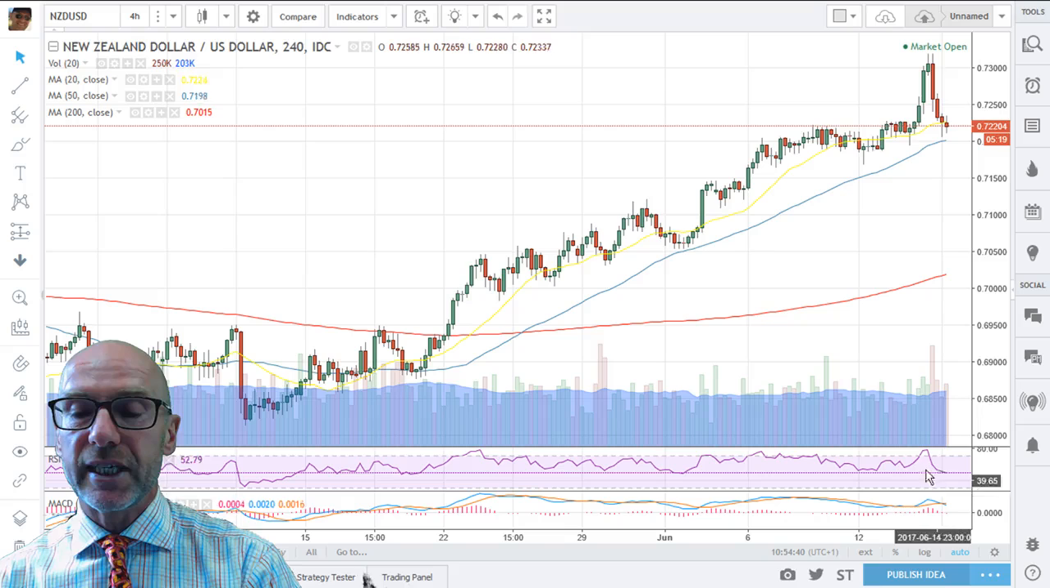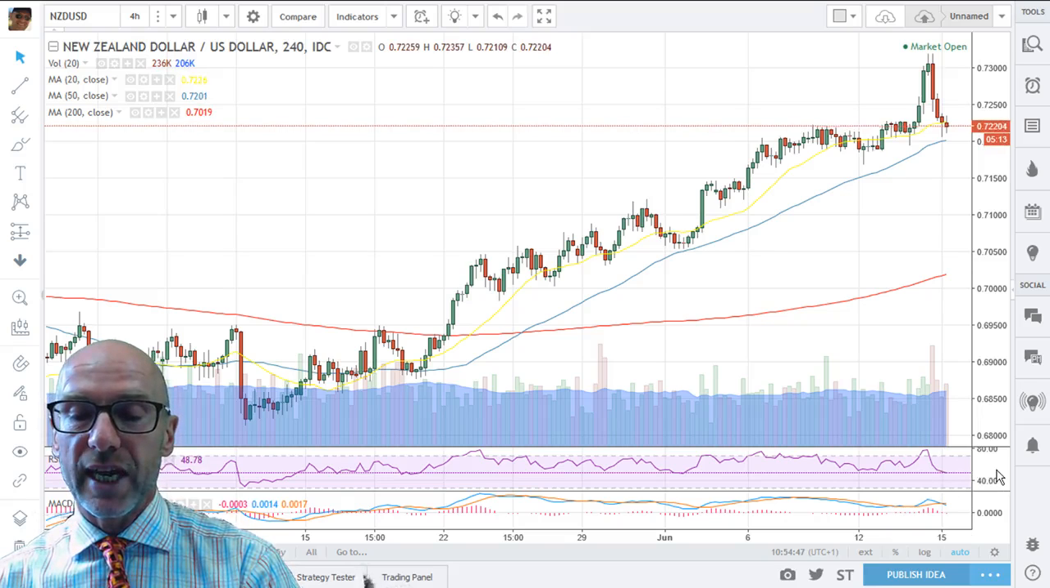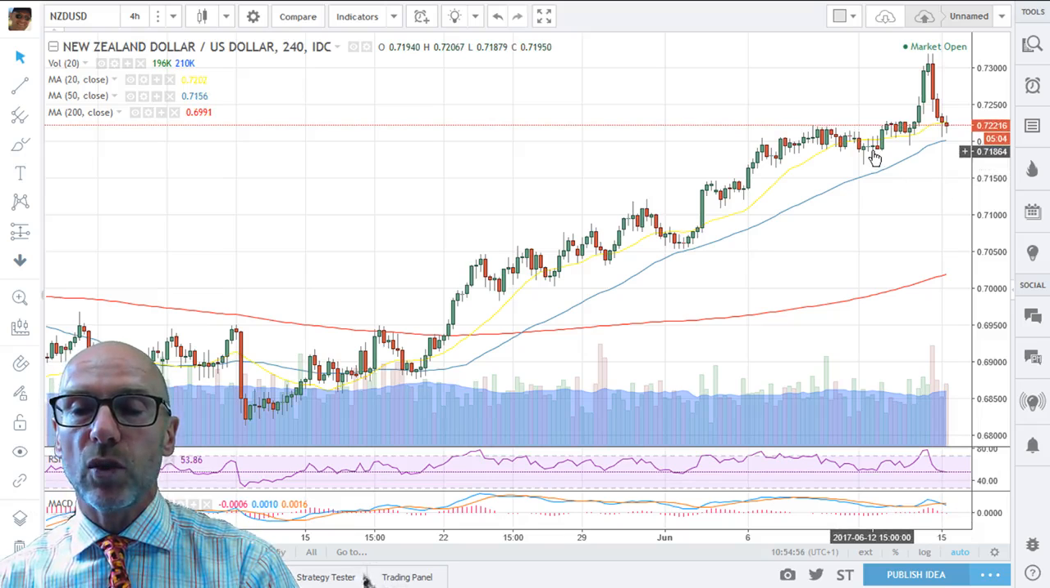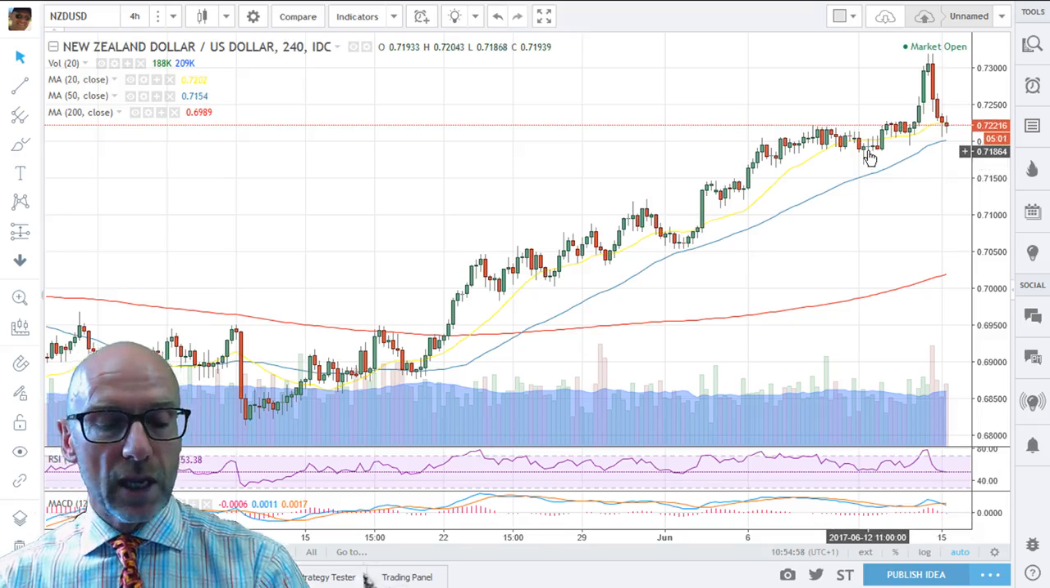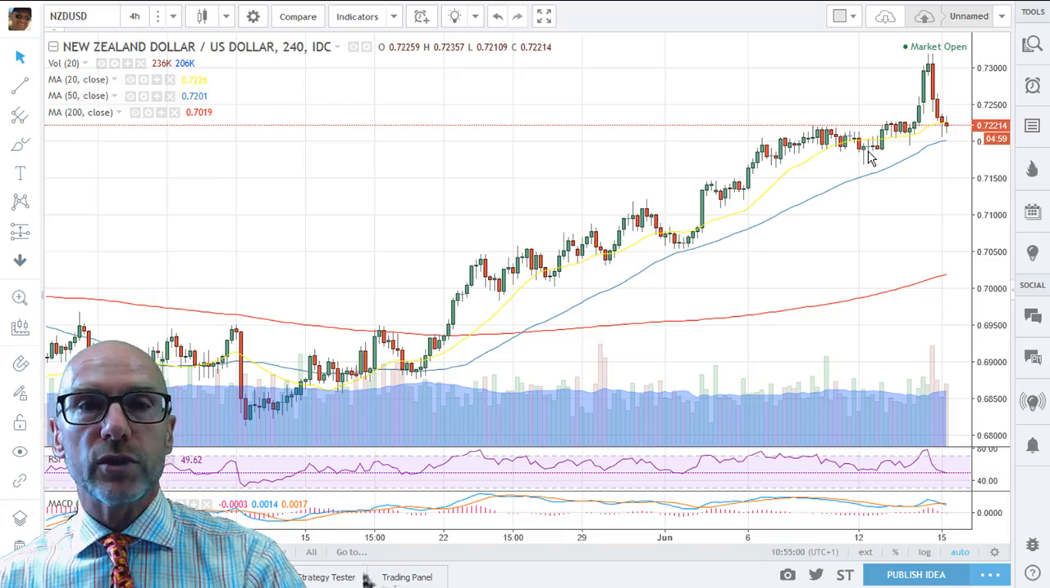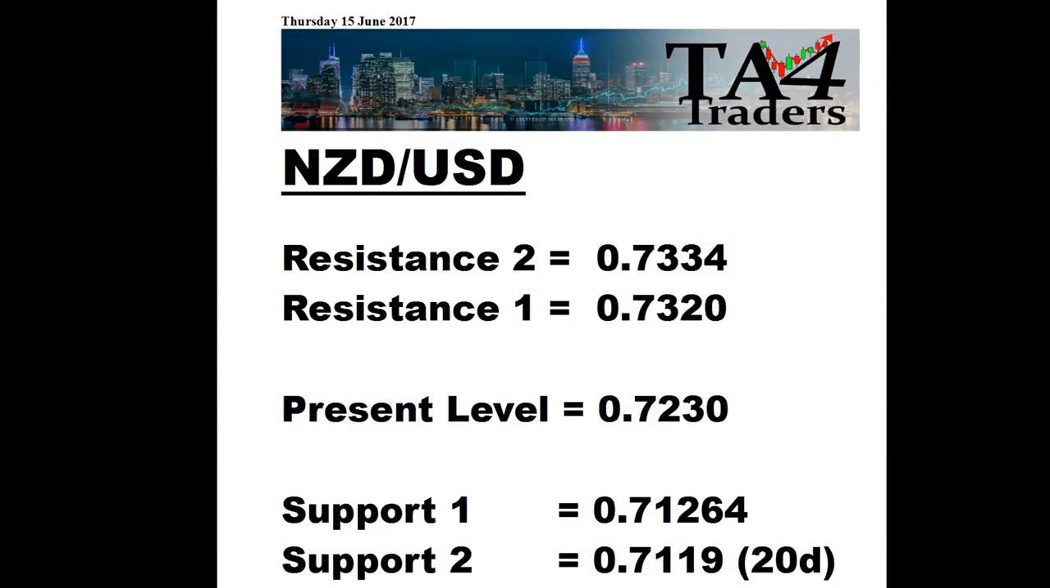The MACD here is negative, showing negative momentum, and the RSI is back below 50 at 49, and the MACD on the short term is just starting to indicate a sell signal, so it does look like we probably will come back and test the support at 71.80. And looking at the support and resistance levels, we've got resistance 2 at 73.34, resistance 1 at 73.20, with support at 71.26, and at the 20-day 71.19.